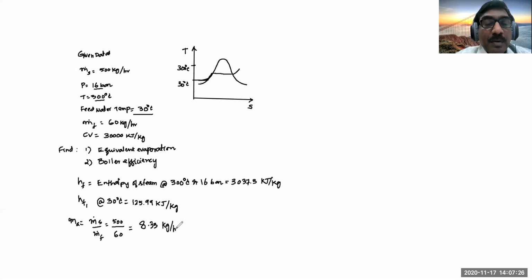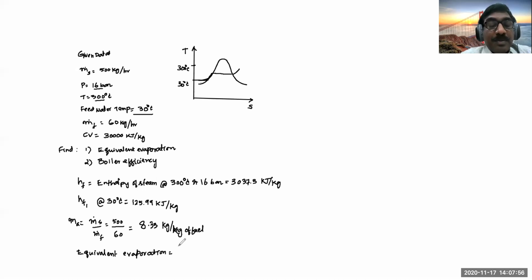8.33 kg per hour. This much steam is generated per kg of fuel. So what is the equivalent evaporation? Equivalent evaporation is equal to... what is the meaning of equivalent evaporation?